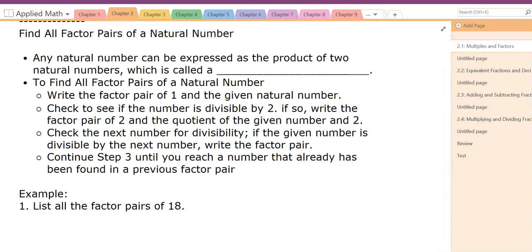So any natural number can be expressed as the product of 2 natural numbers, and those are called factors.